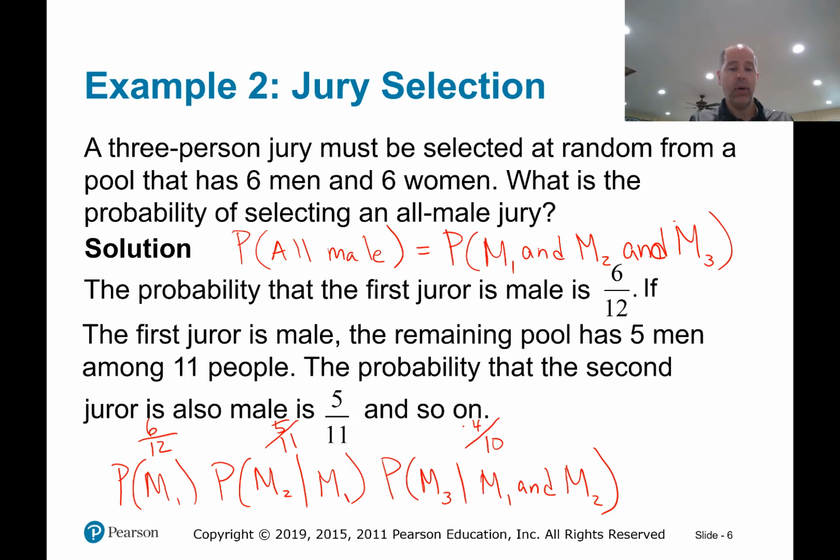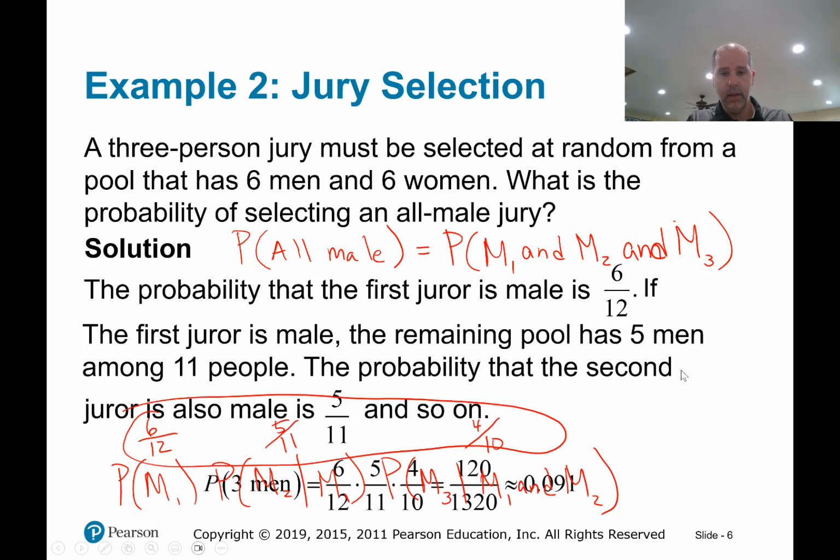So now I take all of these fractions, all these probabilities, and multiply them together, and that will give me my answer. Of course, what we want to do is simplify it by writing it as a decimal. In this case, it's 0.091. So it's a very small probability. Okay, so 0.091 is the probability of selecting an all-male jury of 3 people.